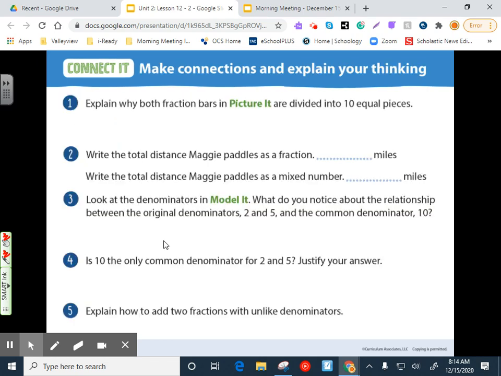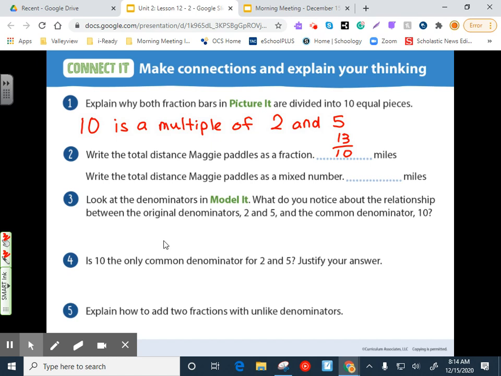All right, number 1, explain why both fraction bars in the picture are divided into 10 equal pieces. Because 10 is a multiple of 2 and 5. And like I said yesterday, you can just multiply the denominators together to get your guaranteed common denominator. We'll focus more on finding the smallest available one, so we don't have to reduce as much. Right, the total distance Maggie paddles is a fraction, 13 over 10.